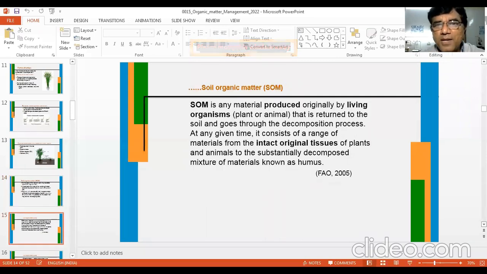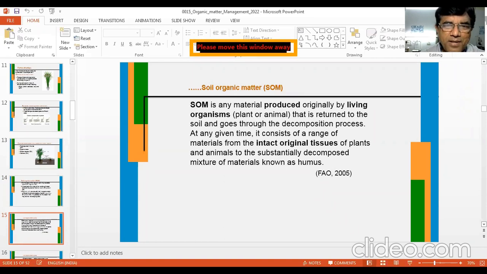Now, soil organic matter is any material produced originally by living organisms. This point must be underlined by you. Soil organic matter is any material produced originally by living organisms. So this is the simplest meaning of soil organic matter.